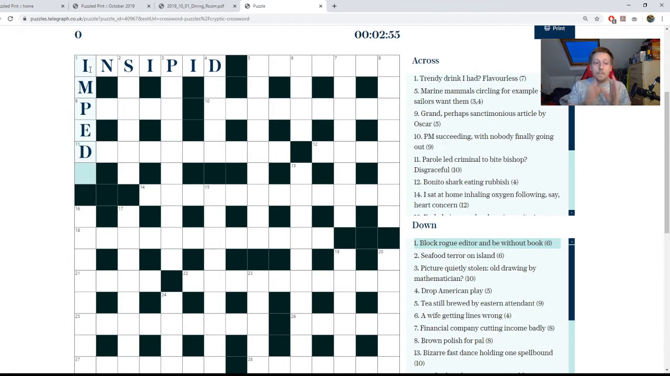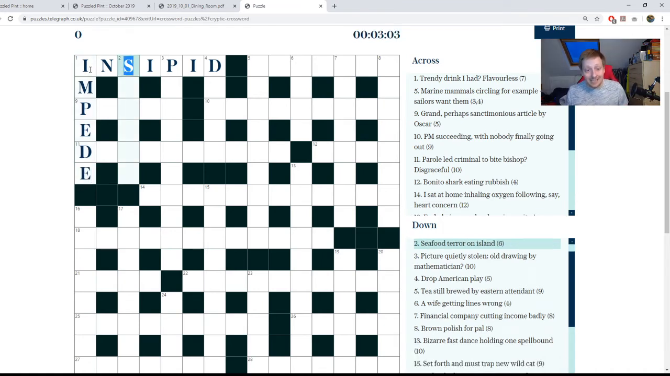And then B without book. Actually, look at the word be, B-E. Take the book, the letter B, out of the word be, and you will get the letter E. And you get impede, which means block.